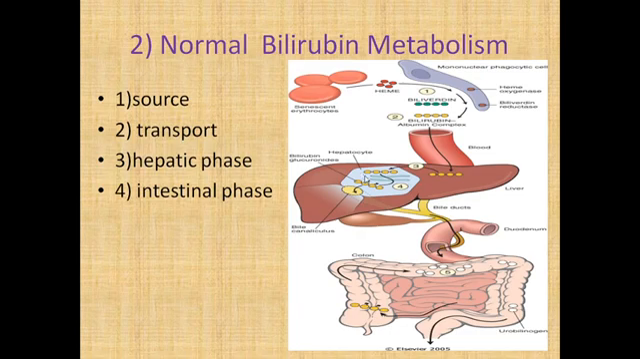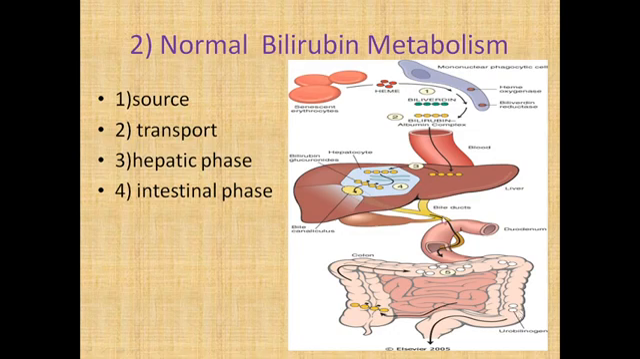Second step, it is transported to the liver, and third step is the hepatic phase where bilirubin glucuronides are formed: monobilirubin glucuronide and dibilirubin glucuronide are formed, and ultimately they are stored in the gallbladder. From gallbladder, through the common bile duct, they are secreted into the second part of the duodenum, and ultimately with the help of intestinal bacteria, stercobilinogen and urobilinogen are formed. This stercobilinogen is excreted in the stools and urobilinogen in the urine.